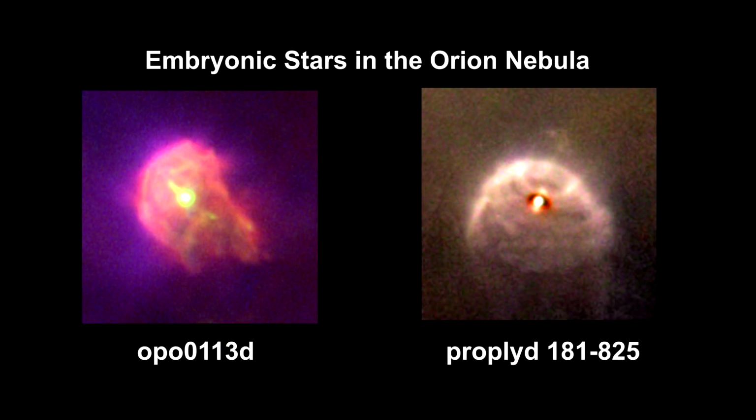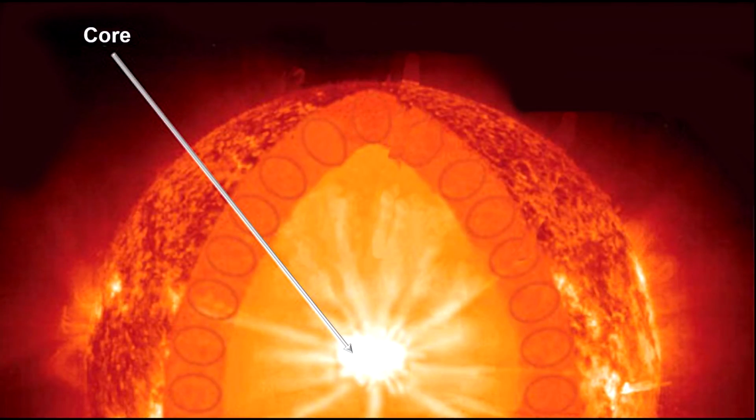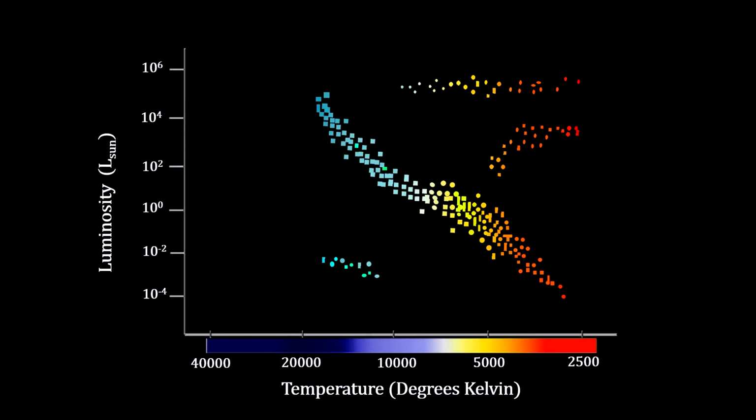The more hydrogen there is in the collapsing cloud, the more massive the star. The more massive the star, the more intense the pressure in its core. The more intense the pressure, the higher the temperature. The higher the temperature, the greater the star's luminosity. Thus, the diagonal line on the HR diagram represents the main sequence for stars burning hydrogen.